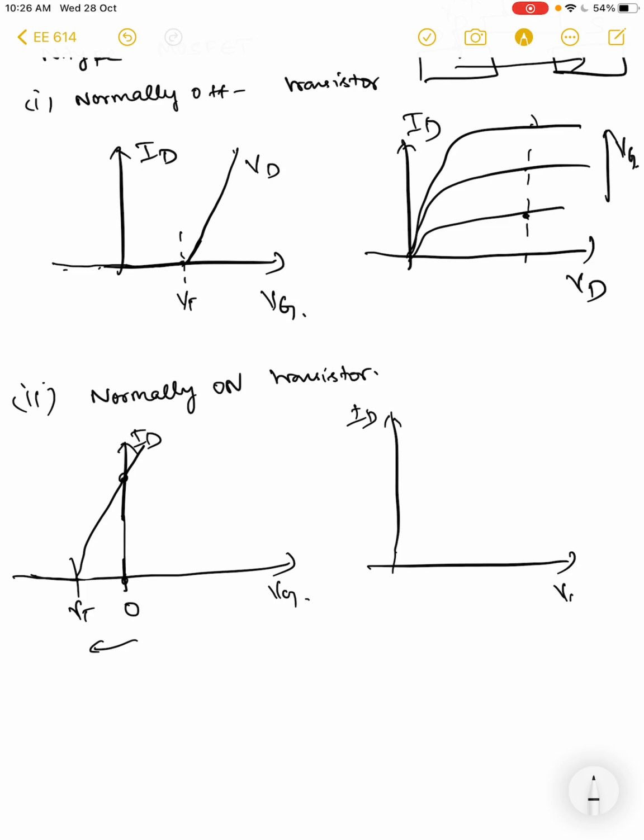So your actual ID-VD characteristics will look similar to the previous one, but this point is Vg equal to 0, and these are all negative Vgs. To actually reduce the drain current, you have to apply a negative gate potential. This is what is called a normally on transistor.